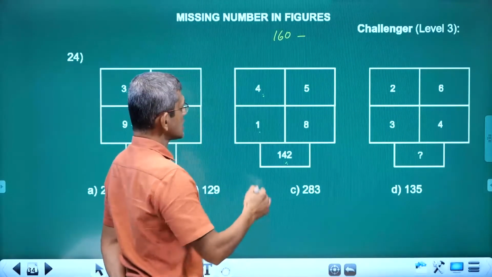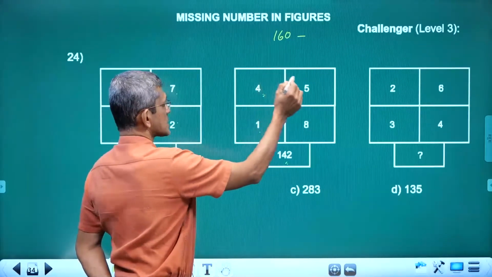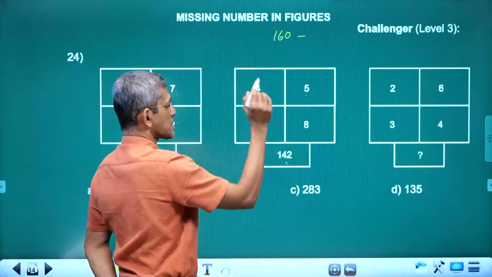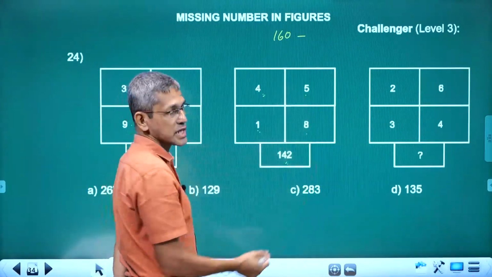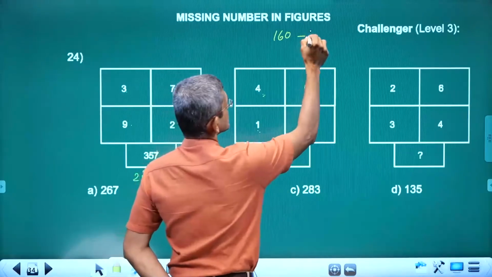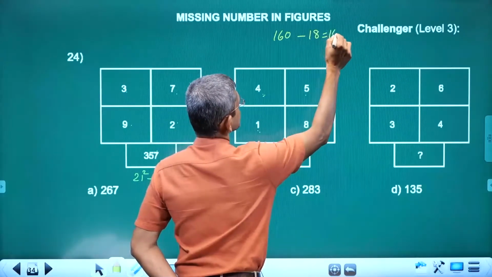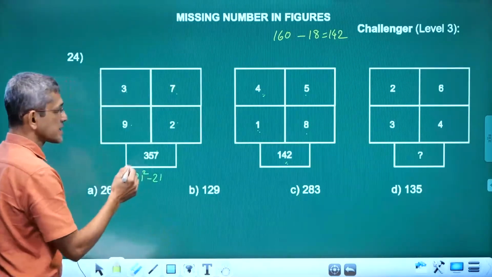Well, 18, if you look at these numbers, 4 plus 5 is 9, 9 plus 1 is 10, 10 plus 8 is 18. So if you add these numbers, you get 18. So 160 minus 18, what do we have? 142. And do we get the same pattern here?